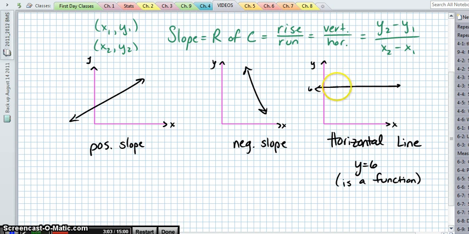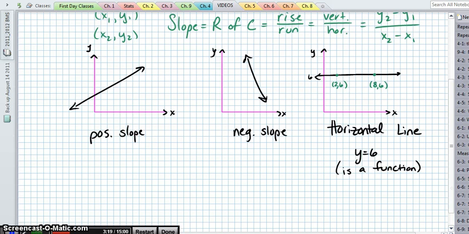So let's pick any 2 points off of this line. Let's say this is the point 2, 6. And over here we have the point 3, 4, 5, 6, 7, 8, 6. So we can find the slope as we do with anything else. Take our 2 points, subtract the y values in the numerator, and subtract the x values in the denominator. So we have 6 minus 6 over, and it doesn't matter whether you do 8 minus 2 or 2 minus 8.